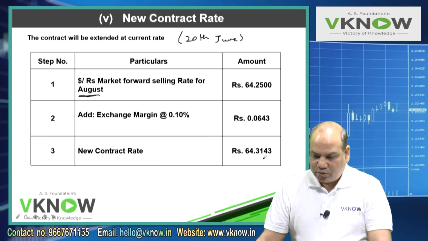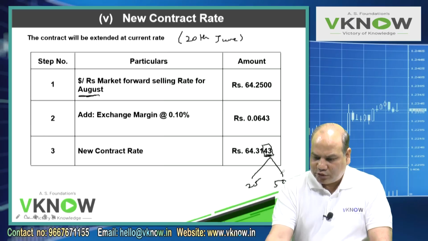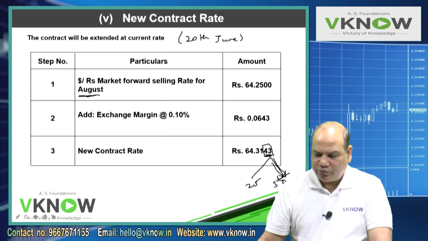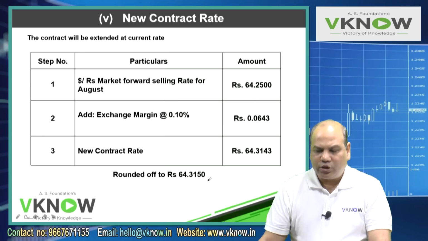64.3143, but this I need to round off in multiple of 25. So what will you do? Will you take it as 25 or will you take it as 50? The last 2 digits we will take as 50. It is closer to 50 rather than 25. So therefore, rounded off to rupees 64.3150.